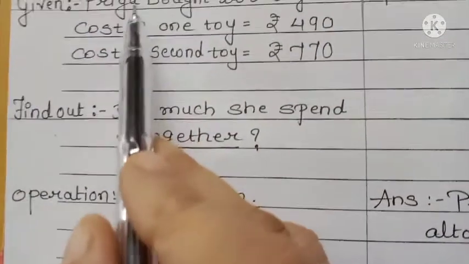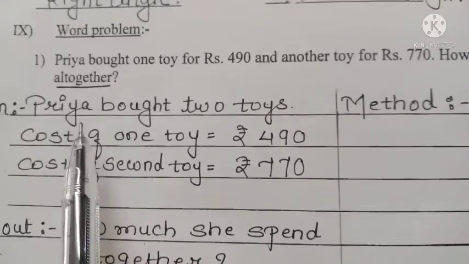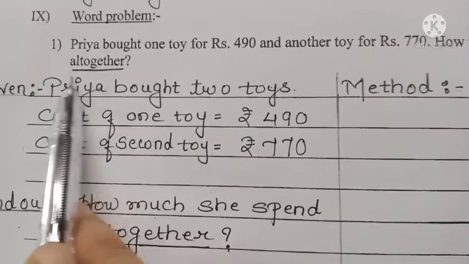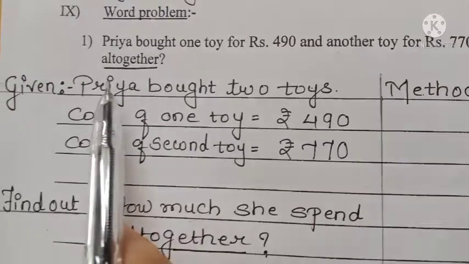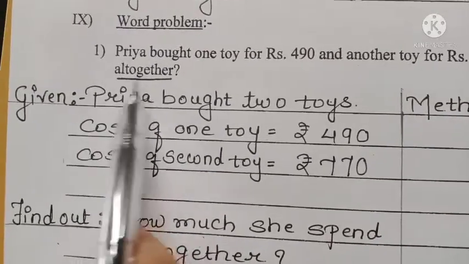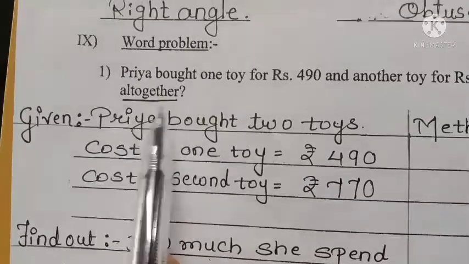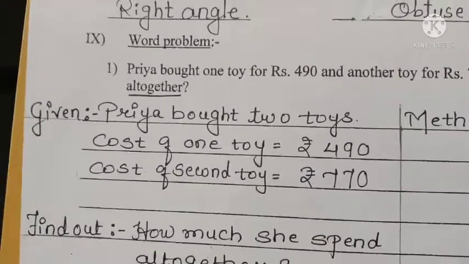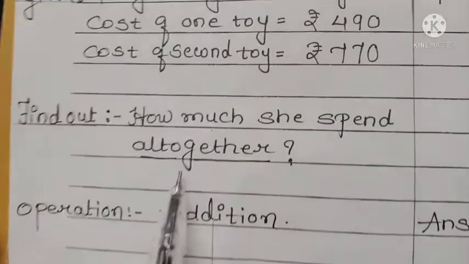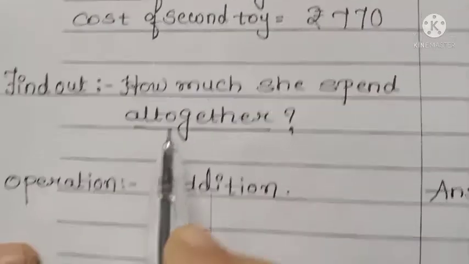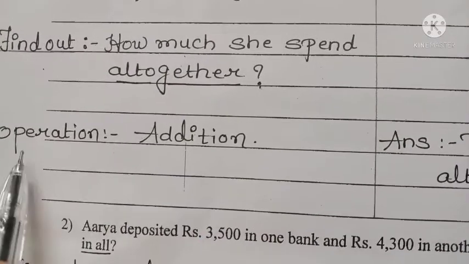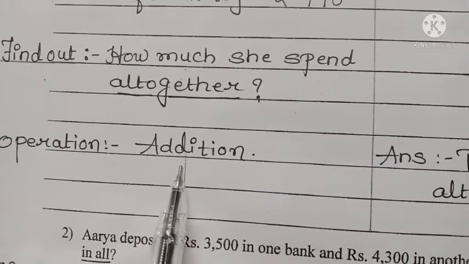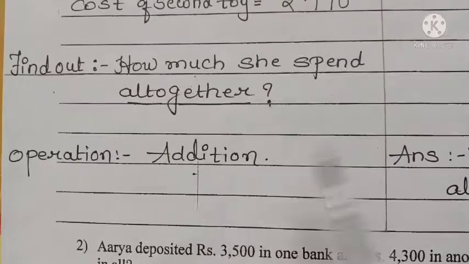Now we have to find out the keyword here. So what is the keyword given? Yes, here given, see, altogether, in all, total. These three are the keywords. But in this question, altogether keyword is given. So underline this altogether, and in find out also you have to underline this. So what is the operation? When altogether word is there, we have to do the addition. So operation is addition.